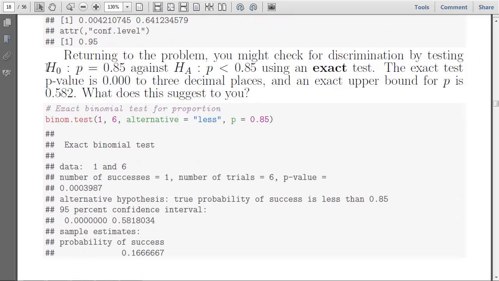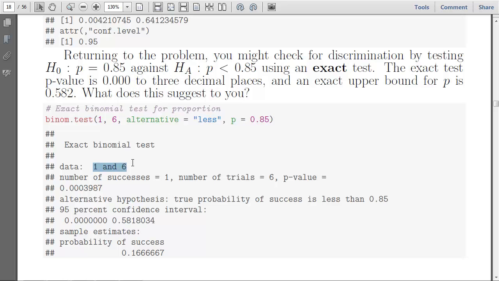So the null hypothesis would be that for minorities, the acceptance rate of 0.85 is the same as for whites. And the alternative is that there's discrimination, which indicates that minorities are being accepted at lower rates than their white counterparts. And we'll use an exact test. So here it's the same binomial test, but we're specifying an alternative of less than. And our hypothesized value is 0.85, and here's the output.